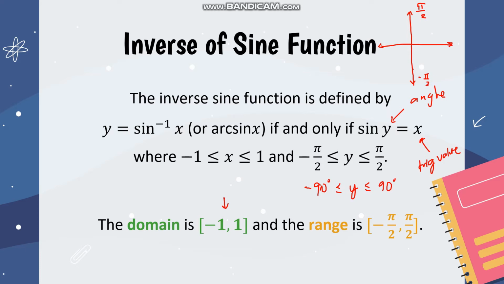So this means that the sine inverse function only exists in quadrant 1 and in quadrant 4, because these are the angles from negative pi over 2 up to positive pi over 2. So it's really important that you are aware of the quadrant where our inverse sine function exists. In this case, it's only in quadrant 1 and quadrant 4, because the range that we have is from negative pi over 2 up to positive pi over 2.